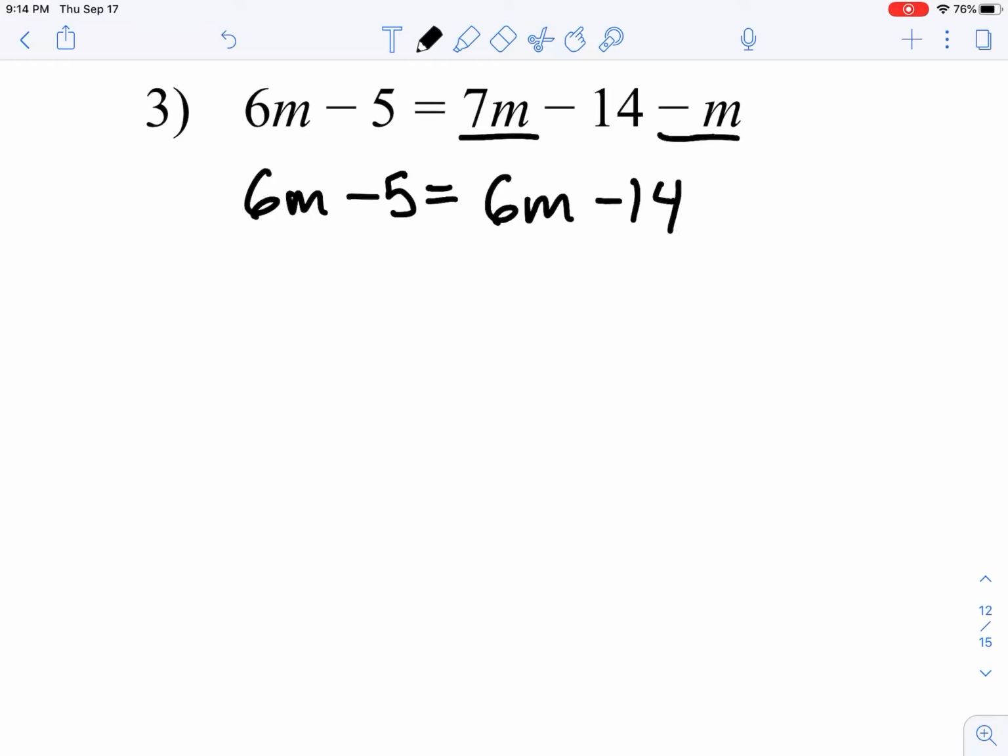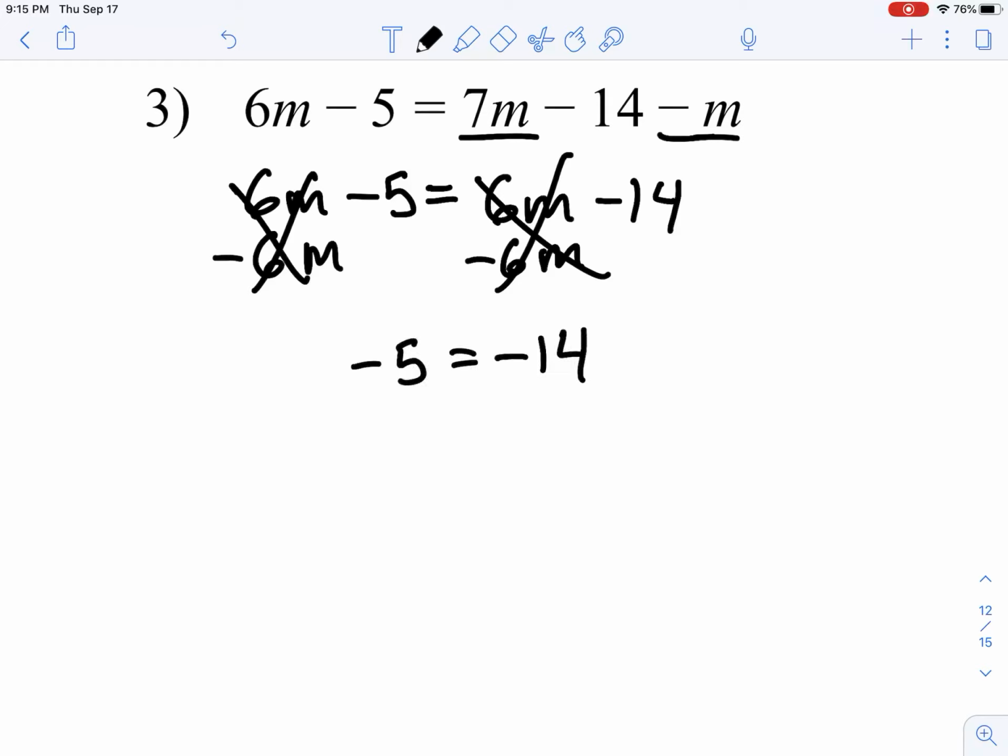Again, I've got 2m, so I've got to try to cancel one. If I subtract 6m, it should cancel out. But I also have to subtract 6m on this side as well. And it turns out that both of these are going to cancel. So what we're going to be left with is a negative 5 equals negative 14.